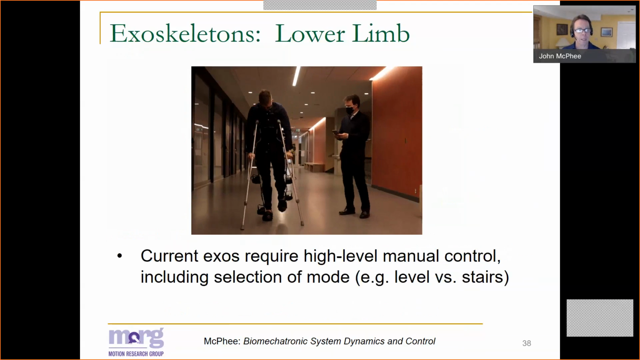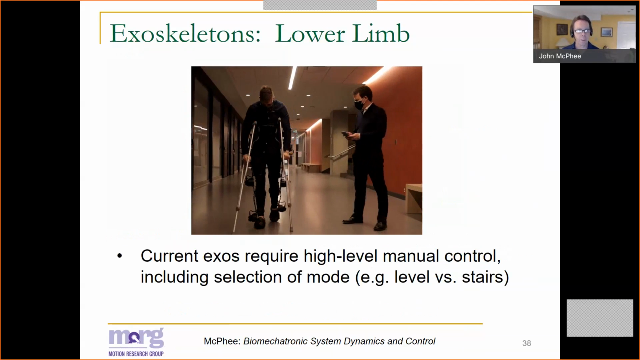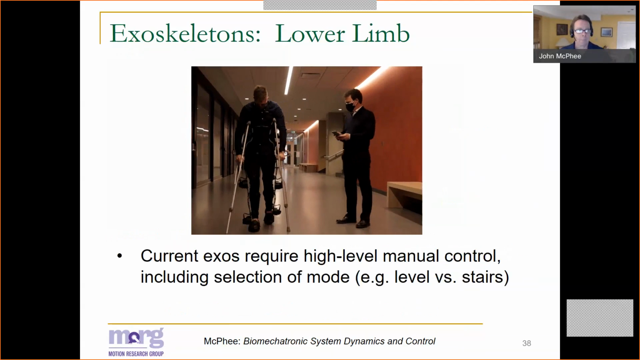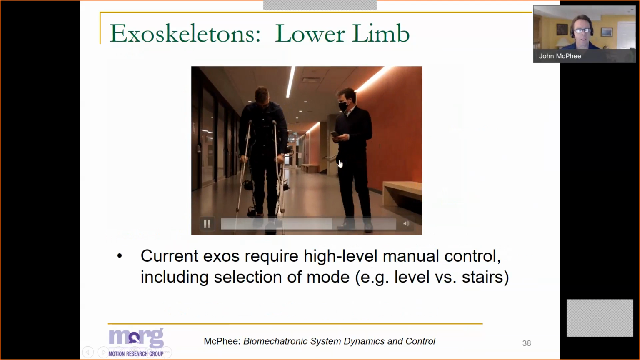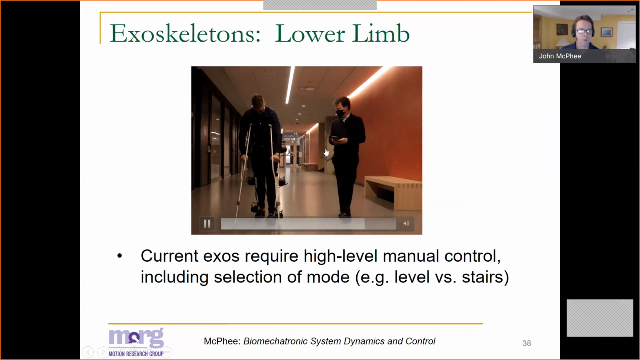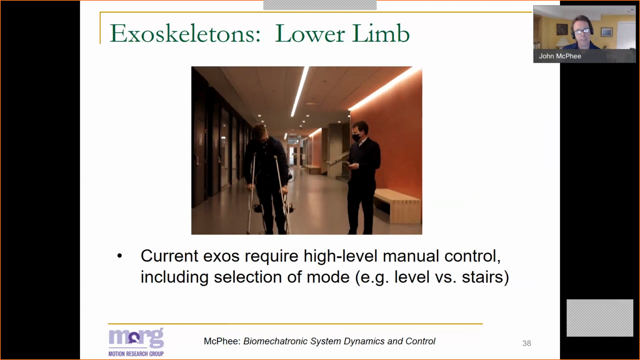Another problem with exoskeletons is they require a great deal of high-level manual control. You can see this particular subject is using the Technade Exo, and I'm controlling the mode of the exoskeleton. So if we come to stairs, we need to stop. I need to switch the mode into stair climbing mode, and then we can restart again. There's a lot of this high-level manual control currently required by exoskeletons.